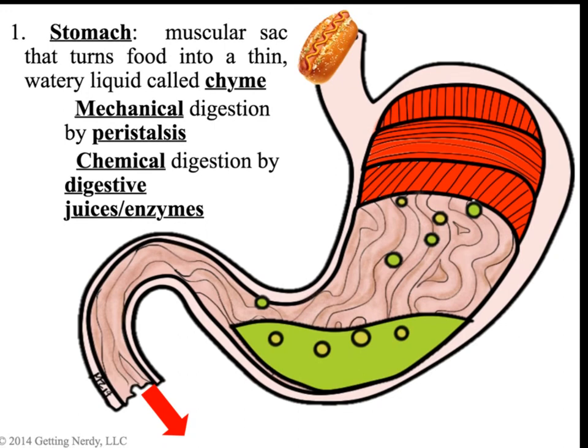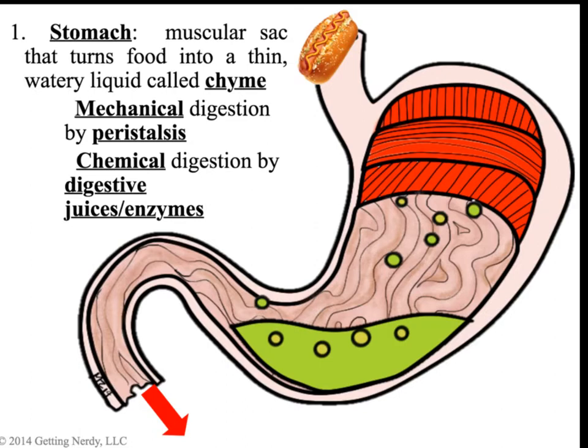Actually, I think you've got some others on there. I think we labeled the mouth and the esophagus. This is a muscular sac. And once it reaches here, your food has become a watery liquid called chyme. And mechanical digestion by peristalsis happens. Chemical digestion is happening. Those digestive juices and enzymes are breaking down the food.